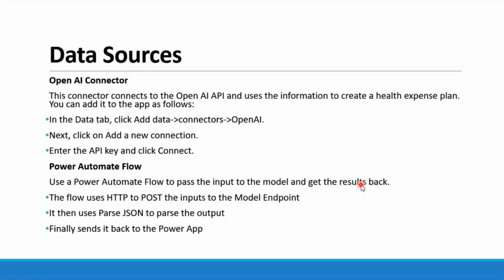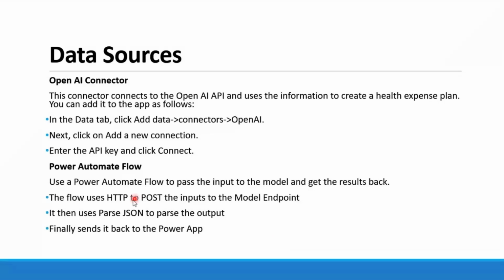So moving on to the data sources. The Power App includes the OpenAI connector. So we can add that connector to the Power App and then use it in the following way. And it also includes the Power Automate Flow, which is the flow that is called upon when the button is pressed.